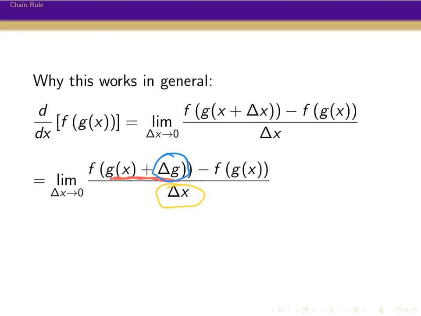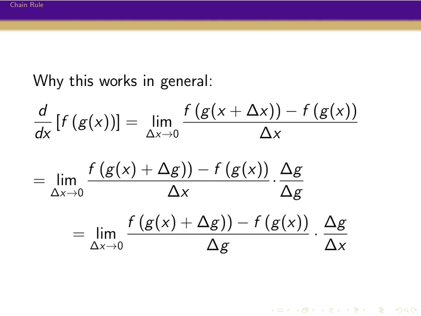So how can we work that in? Well, we're just going to multiply both the top and bottom by delta g. Okay, and so then when we do this, rearranging, I'm going to swap the delta g and the delta x there, swap their places. It's just multiplication in the denominator, so that's completely legal to do. And now, what do we end up with here?